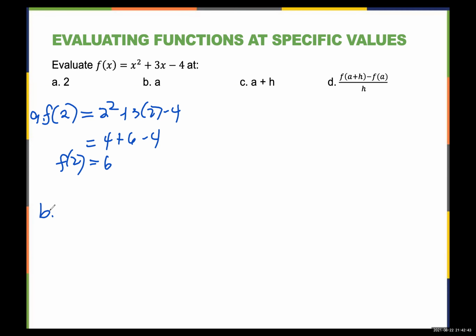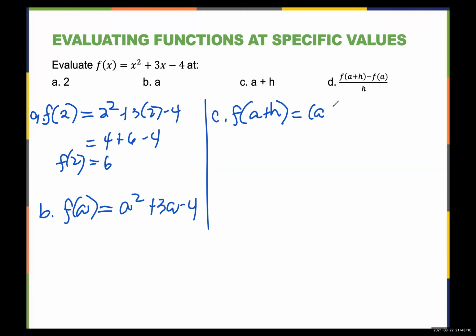Letter B. This time we use a, so f of a is simply equal to a squared plus 3a minus 4. Then letter C, a plus h. So we want f of a plus h. We want to substitute a plus h for the x. So (a plus h) squared plus 3 times (a plus h) minus 4.